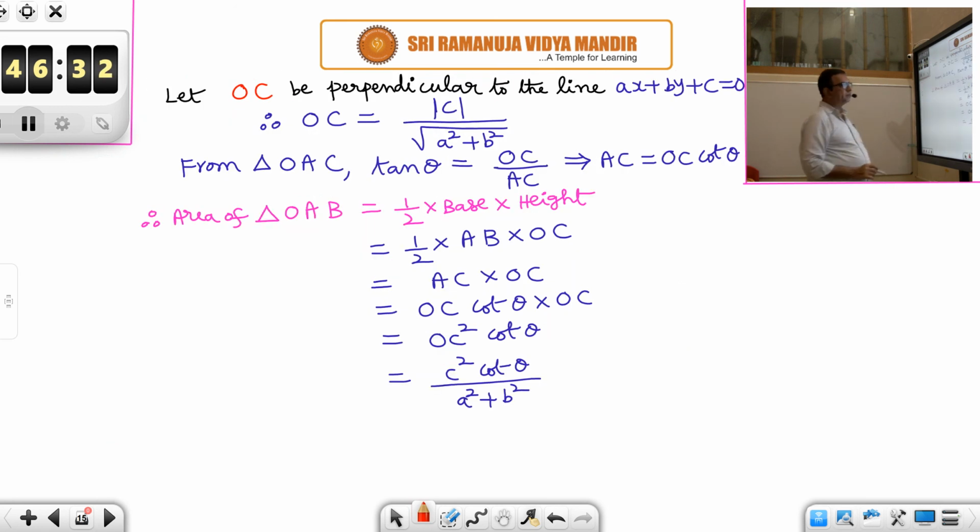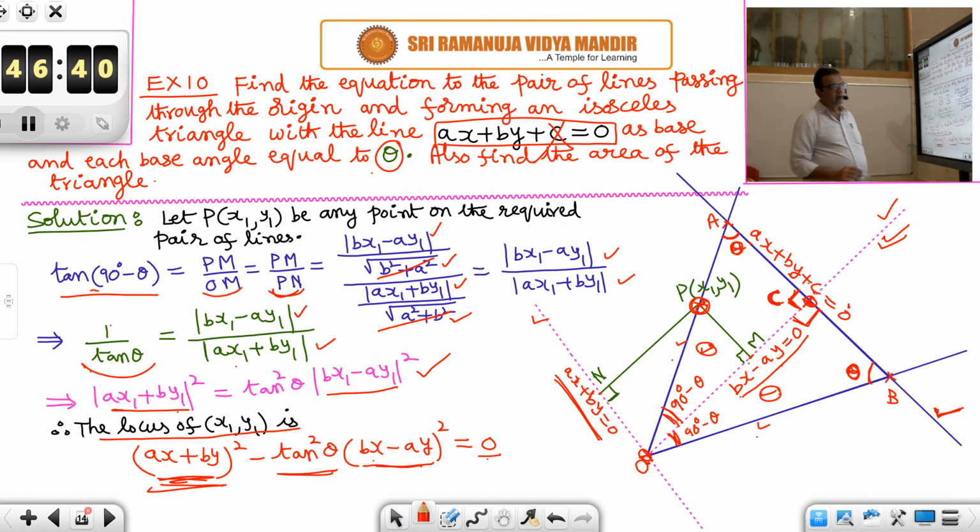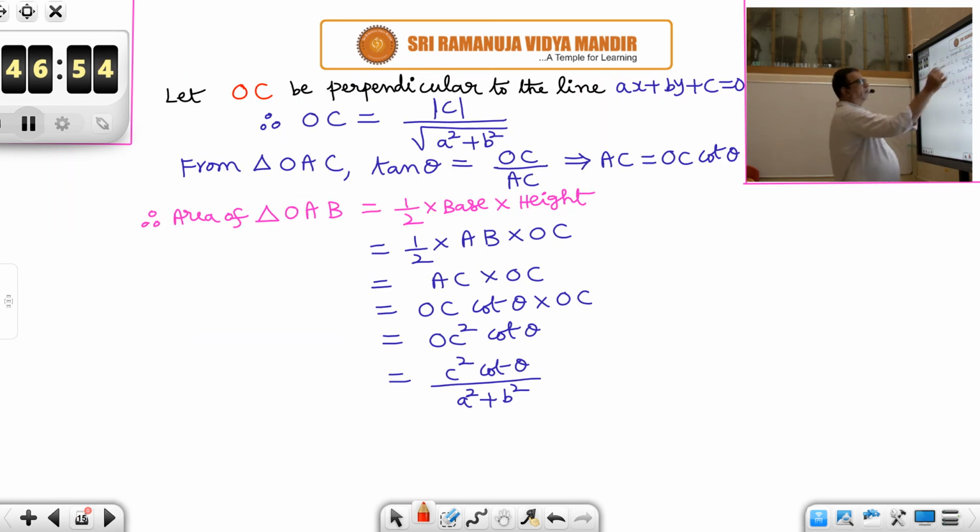Next, area. Let OC be perpendicular to the line ax plus by plus c is equal to 0. Let us go back. Yes, OC is perpendicular. This point is C. OC is perpendicular. So OC is equal to what? The distance from the origin to the line ax plus by plus c is equal to 0. So OC I have written as mod c by root of a square plus b square.